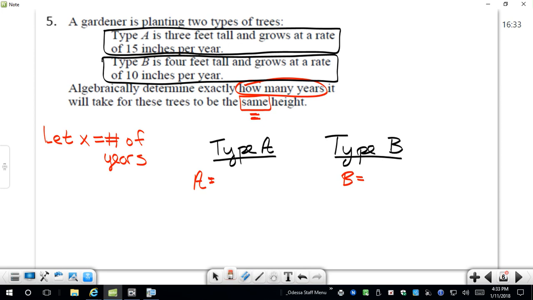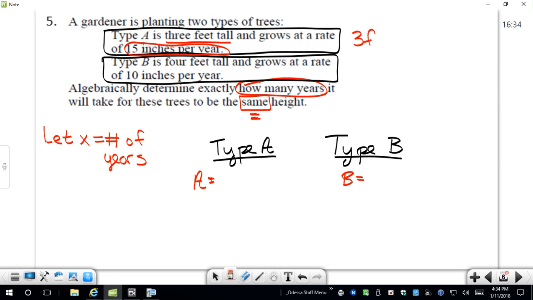So type A is 3 feet tall and grows at a rate of 15 inches per year. Type B is 4 feet tall and grows at a rate of 10 inches per year. Now, this might not be obvious to most of us, but some of you might have noticed that within each of those sentences, there were 2 different units of measurement. They say that the tree is 3 feet tall, but then they tell us that it grows at a rate of 15 inches per year. Guys, the regions will do this. They will try and confuse us by giving us different units. We can't have an equation with 2 different units in it. So we either have to use all feet or all inches. In this case, guys, it's easier to convert our feet to inches.